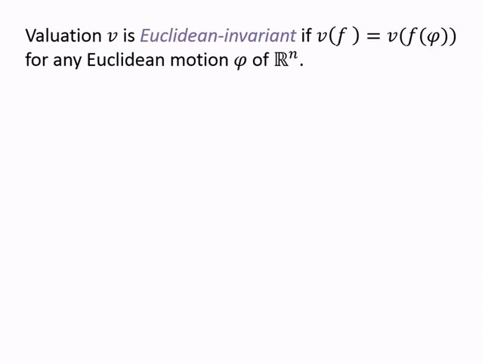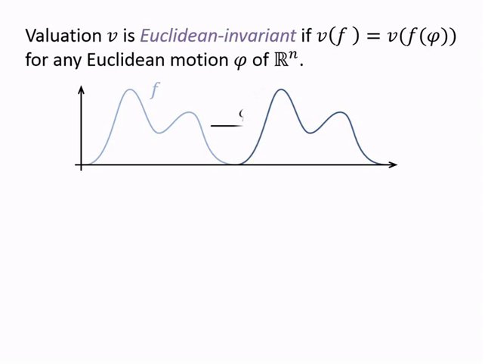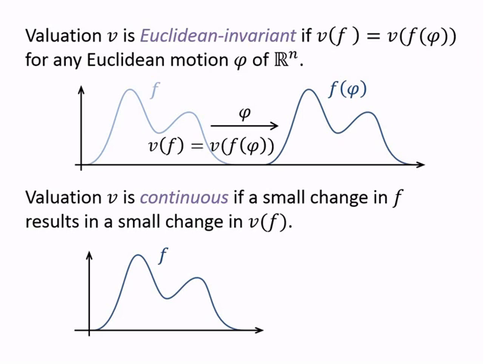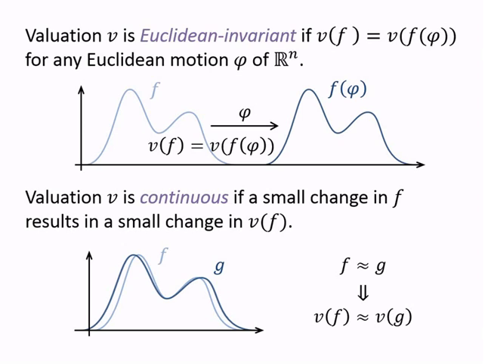So let me talk about the two properties, Euclidean invariance and continuity. A valuation on functions is Euclidean invariant if it's independent of how I slide the function around its domain. So if I have this function f and I translate it or rotate the domain or something, the valuation doesn't change. That's what Euclidean invariant means in this context. And a valuation is continuous if a small change in f results in a small change in the valuation of f. So if that's my function f and I perturb it a little bit, I obtain a function g. If f and g are close in some metric, then their valuations are close.